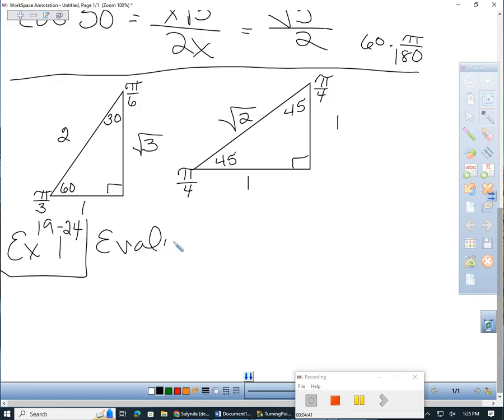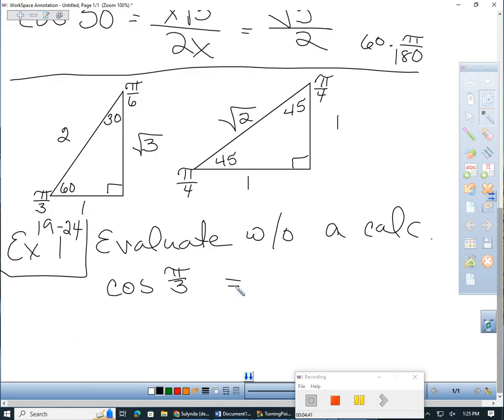Evaluate without a calculator. So let's start by doing the cosine of pi over 3. So we go to our special right triangle, we go to pi over 3, and we do adjacent over hypotenuse. So what is it? 1 over 2. That's all you have to do.